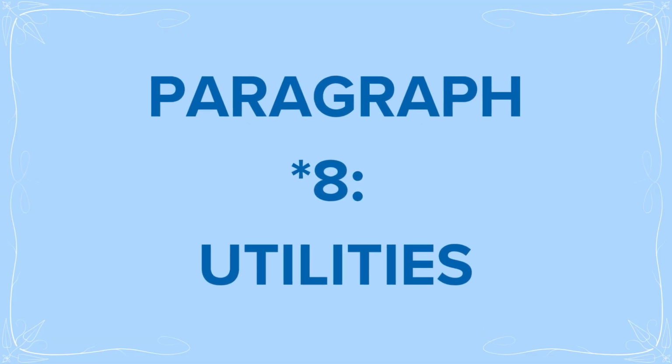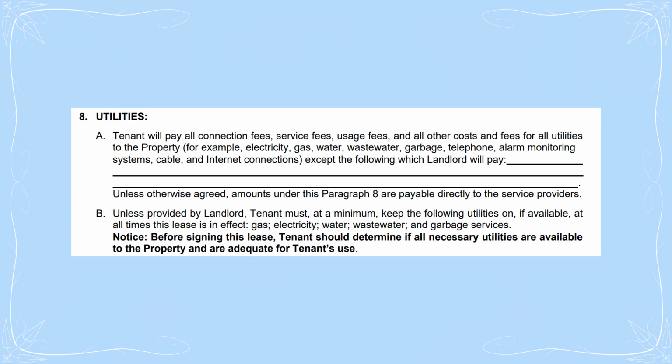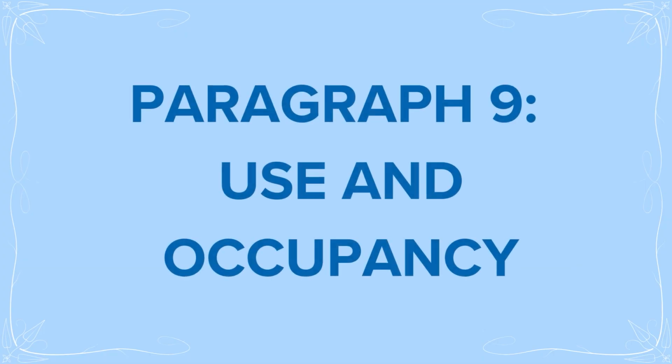Paragraph 9 discusses your utilities. In some instances, the landlord may pay part or a portion of your utilities. The majority of the time, the tenant does pay all of the utilities. These will be listed out if the owner pays anything in this paragraph. Otherwise, make sure you have all of your utilities connected before move-in day.